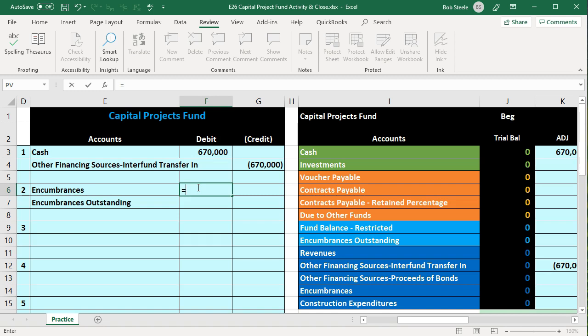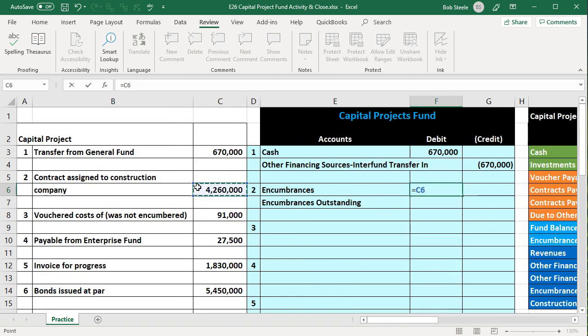Now we'll pick up the amount. The amount is going to be equal to this $4,260,000. That'll be the debit. That'll be the credit. Let's go ahead and post this out. We're going to start with the encumbrances.